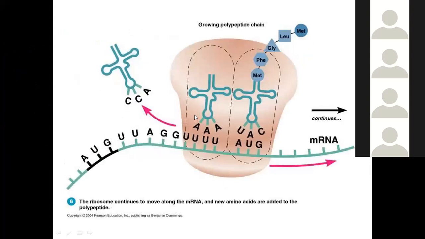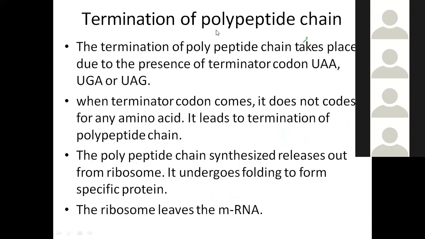Again, this keeps going, and here, one by one, the number of amino acids increases: 1, 2, 3, 4, 5, 6. In this way the ribosome is also moving in the 5' to 3' direction. This is the elongation, and last is the termination of the polypeptide chain. I told you termination will start when the nonsense codon comes. Nonsense or stop codon. Clear? Nonsense or stop codon.